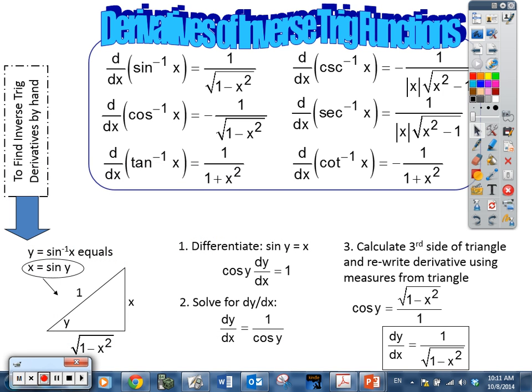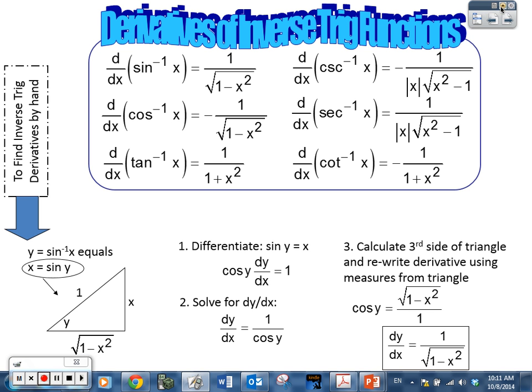Alright, let's take a look at today's lesson. It is on derivatives of inverse trig functions and, in general, inverse functions. Let's focus on the new fun derivatives.